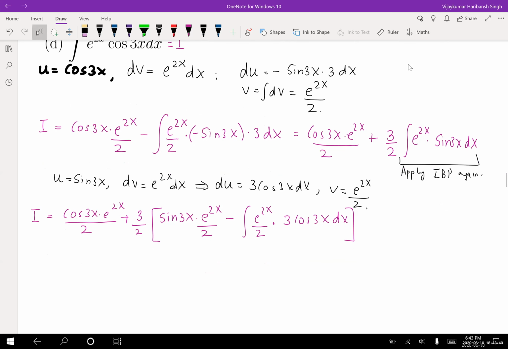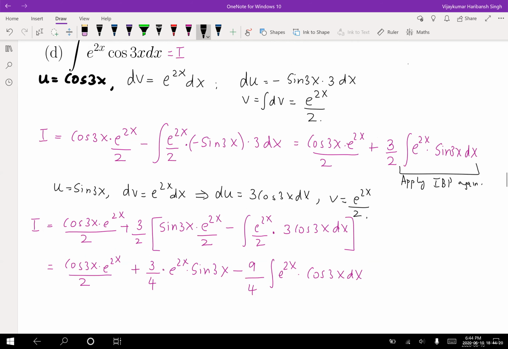So let's rearrange this slightly. So we get cos of 3x e to the power 2x divided by 2 plus 3 by 4 e to the power 2x times sine 3x minus, so 3 by 4, another 3 by 4, which is going to be minus 3 minus 9 by 4 integral of e to the power 2x cos 3x dx.